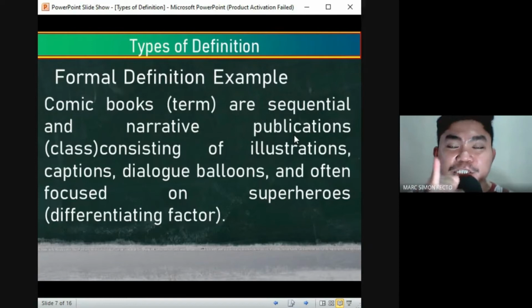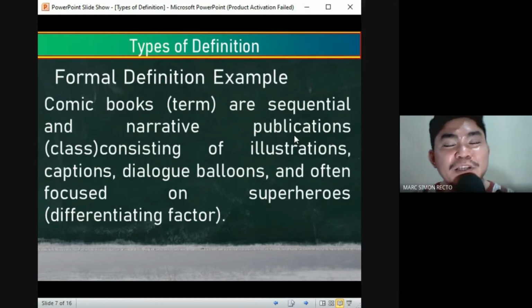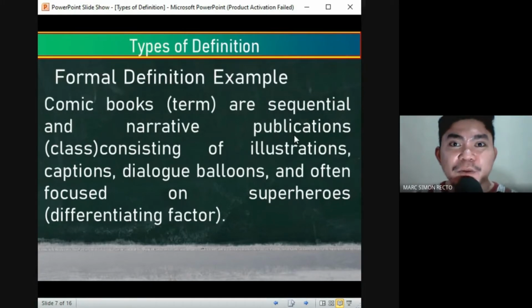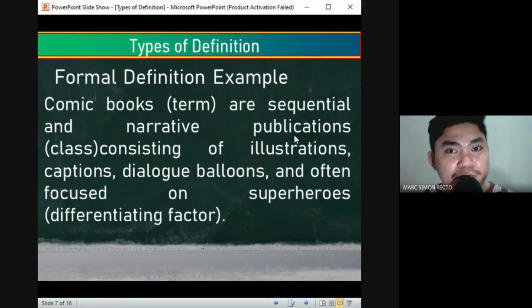The first one is the term. The term is comic books. Then the class here is the sequential and narrative publications. If we're going to stop our definition on that particular term or that particular class, we will not be able to differentiate this word from other words as well, right? Meaning, differentia is also important for us to know the similarities and the differences of this word from other words. So we have here the differentia, consisting of illustrations, captions, dialogue balloons, and often focus on superheroes. So that makes this word or this term different from other words.